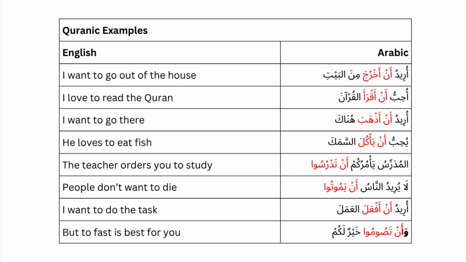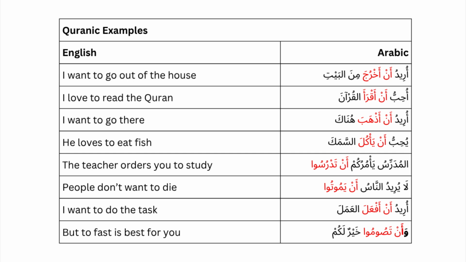Now the seventh row, I want to do the task. Uridu an af'ala al-amal. Here, the highlighted phrase an af'ala is the Masdar Mu'awwal. It means to do and functions as the object of wanting. Now the eighth row, but to fast is best for you. Wa an tasumu khayrun lakum. Here the highlighted phrase is an tasumu.